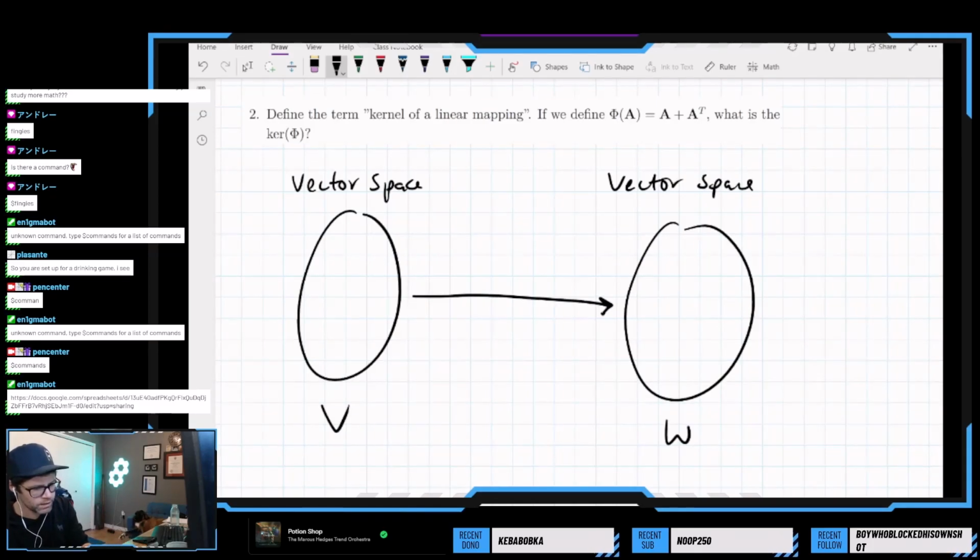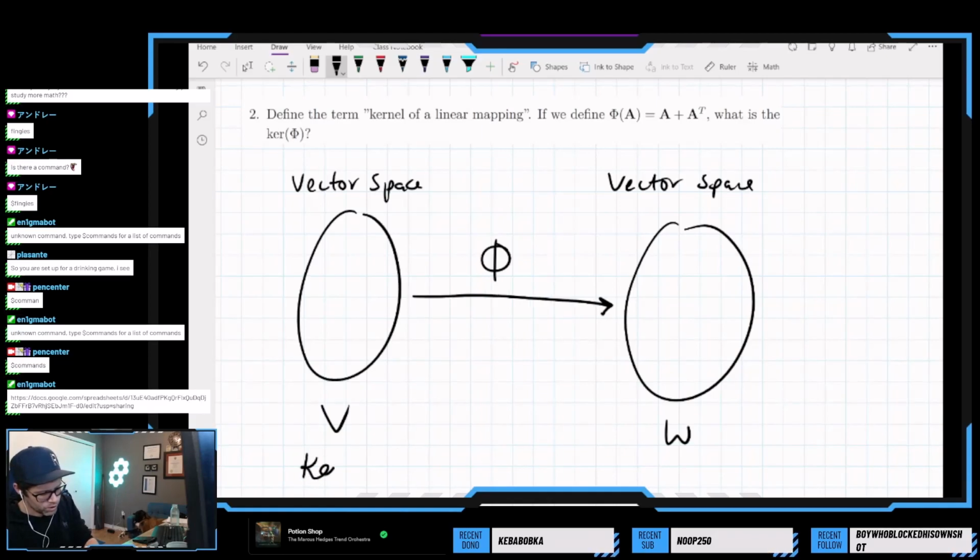So what should we call it? Let's call it phi, since that's what we're going to use in the question. So we have these two vector spaces, and some kind of map that takes vectors from vector space V into vector space W. And I'm pretty sure the kernel of a linear map is all of the vectors that get sent to the zero vector inside of set W.